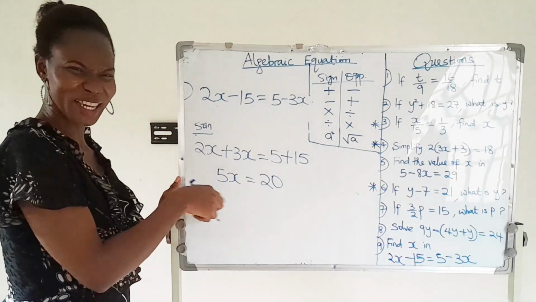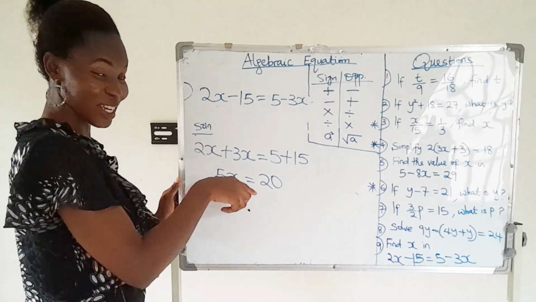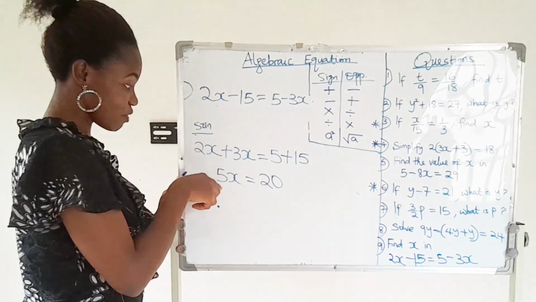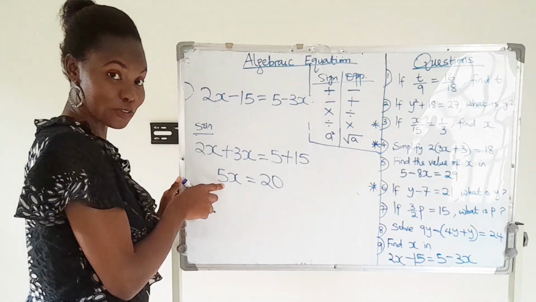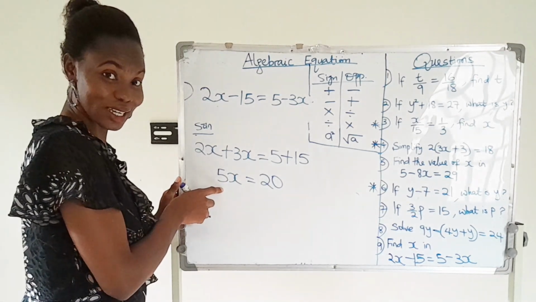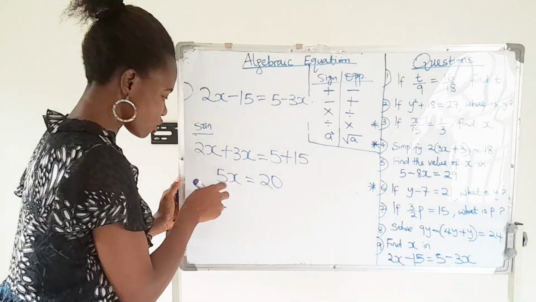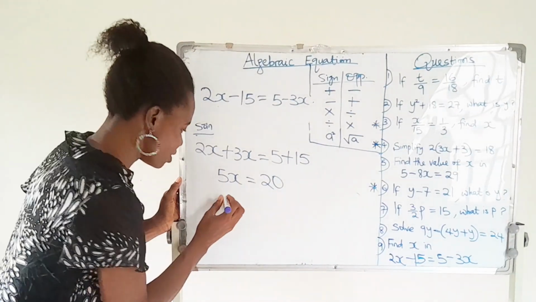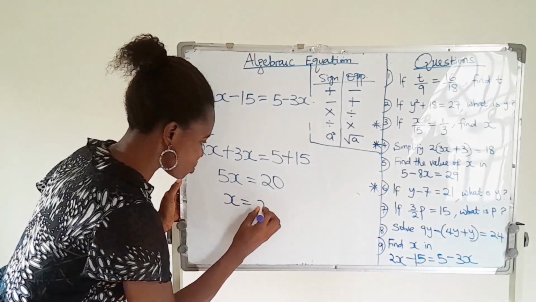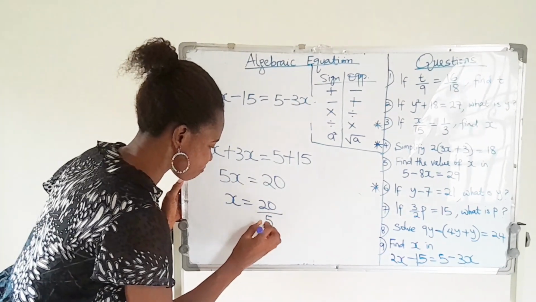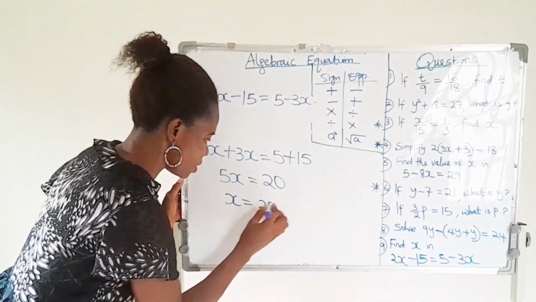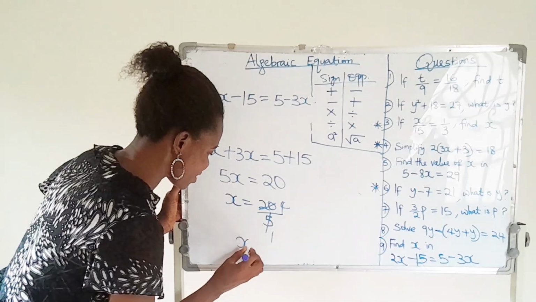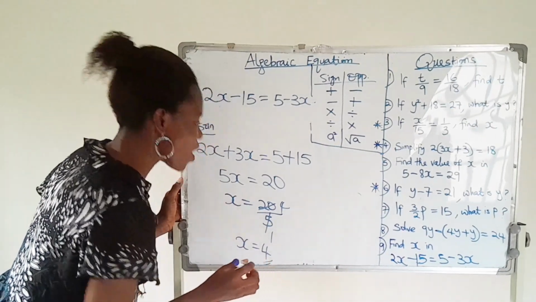We have been solving something like this in this video. So whenever we get something like this, what do we do? We divide both sides by the coefficient, which is 5 in this case. Okay, so the relationship between them is multiplication. So when this 5 moves to that side, it's going to divide. So x is equal to 20 divided by 5. Here is 4. So my x is equal to 4.